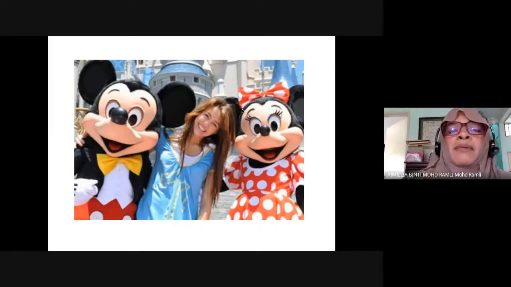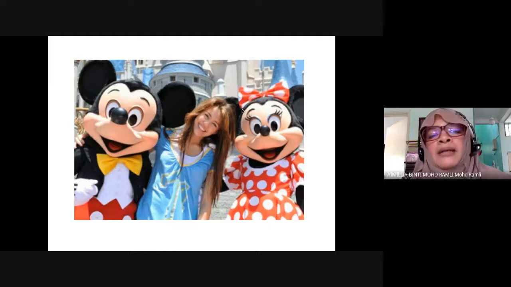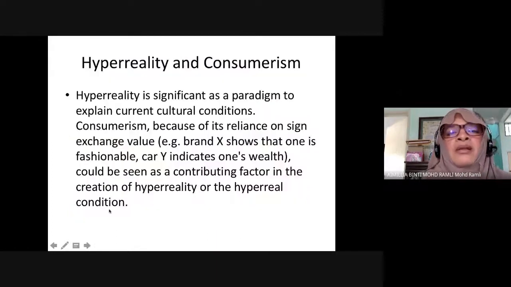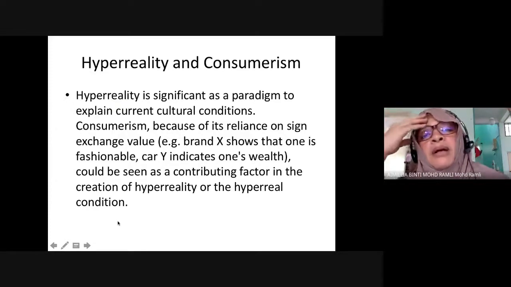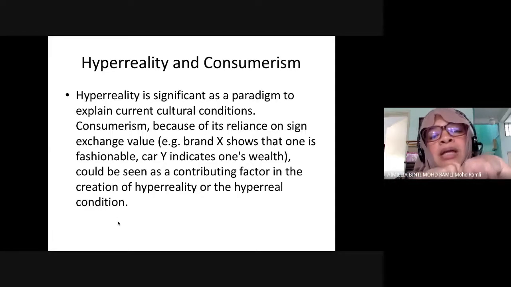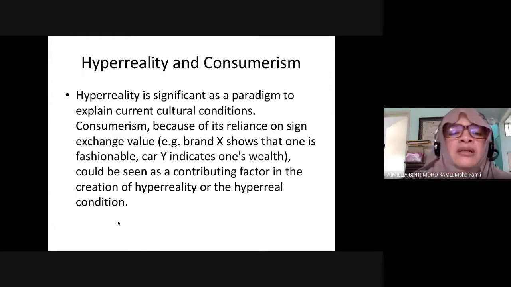Disneyland is a hyperreality, a hyperreal world. There is no reality to it. It's just created reality. So hyperreality is significant as a paradigm to explain current cultural conditions. Consumerism, because of its reliance on sign exchange value, for example, brand X shows that one is fashionable, car Y indicates one's wealth, could be seen as a contributing factor in the creation of hyperreality or the hyperreal condition. So hyperreality is a way.